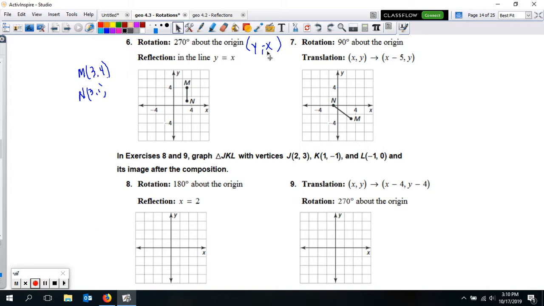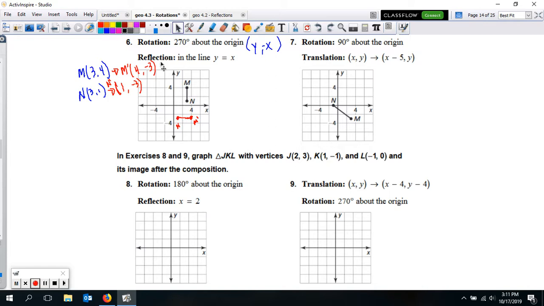So as we put these numbers into here to make our new numbers, you can see how 4 is going to go first, but 3 is going to become -3. So (4, -3) for M prime. And for this one, that 1 will go first, but then 3 again is going to be -3. So (1, -3) for N prime. Plot those 2 points, and you've got this down here. So you have your M prime here, N prime over here closer to the y-axis, and connecting the dots.